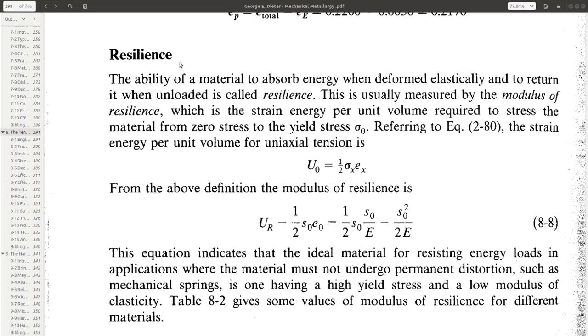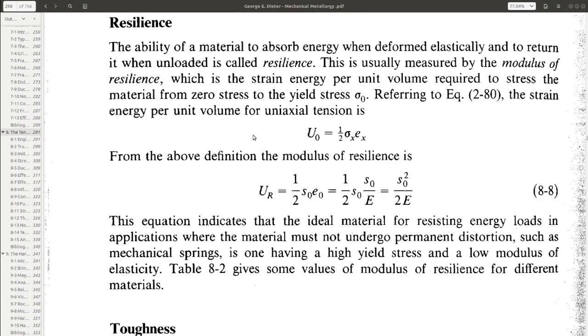So how is it measured from the stress strain curve? Now we know that the material will permanently deform when the stress or the load reaches the yield load or yield stress, right? So at that time, what is the energy I have given to the system? That I need to measure.